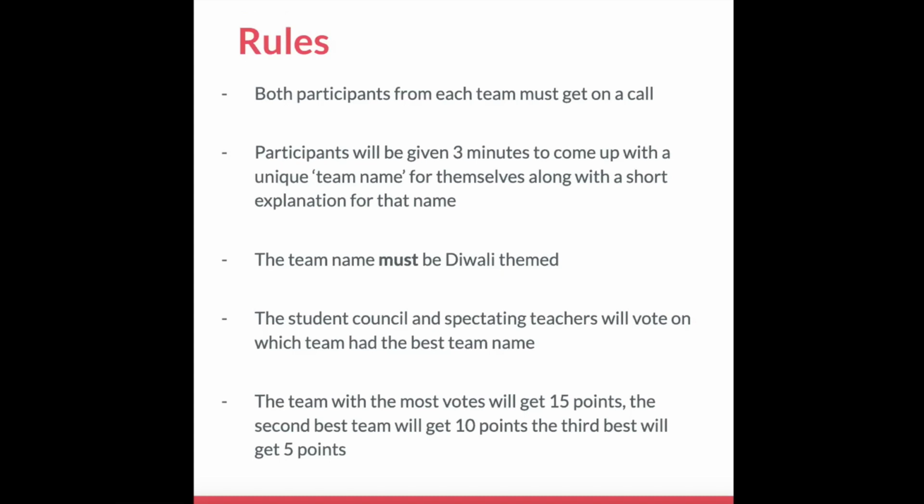It needs to be centered around the festival coming up. The student council and spectating teachers will then vote on which team came up with the best name, and the team with the most votes is going to get 15 points. The team with the second most votes will get 10 points, then 5 points, and then no points at all. If there's no other questions, can we begin with this round? Yes, you can go ahead.